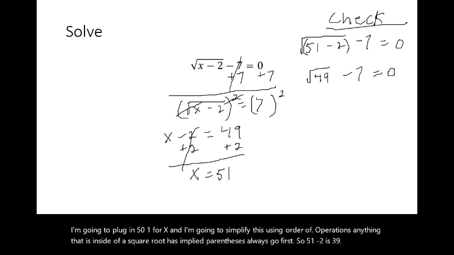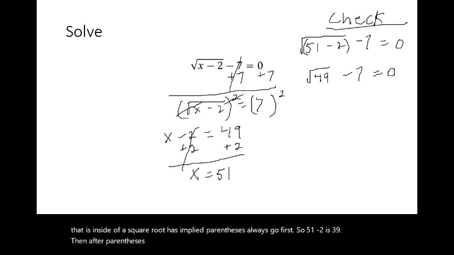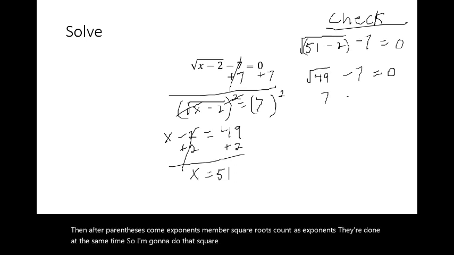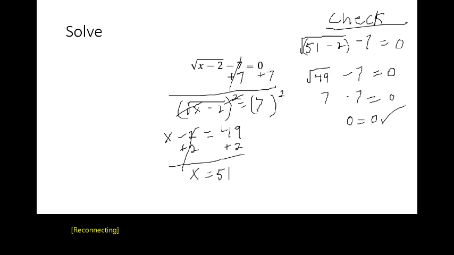Then after parentheses come exponents. Remember, square roots count as exponents. They're done at the same time. So I'm going to do that square root next. Square root of 49 is 7. Then I'm going to finish up with the subtraction. 0 does indeed equal 0. So since we got the same number on both sides, that means x equals 51 is our final answer.